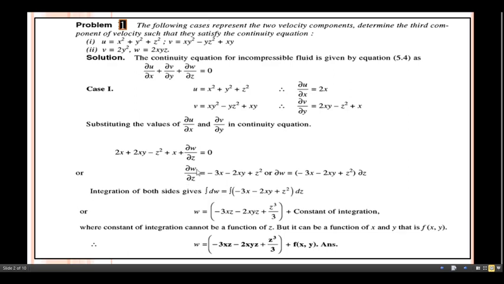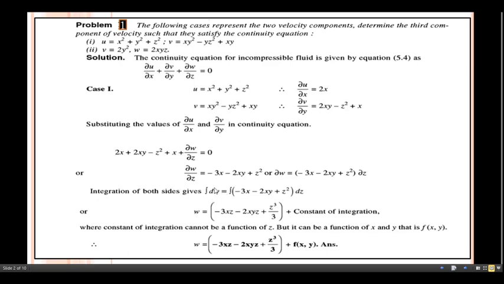So our ultimate aim is to find the value of w. For that, take this delta z to the right side, and the derivative term is there. Now if I integrate this, automatically you can get the value of w. So integration of delta w equals integration of minus 3x minus 2xy plus z square into delta z. Instead of delta, d should be written here for the entire value of w.